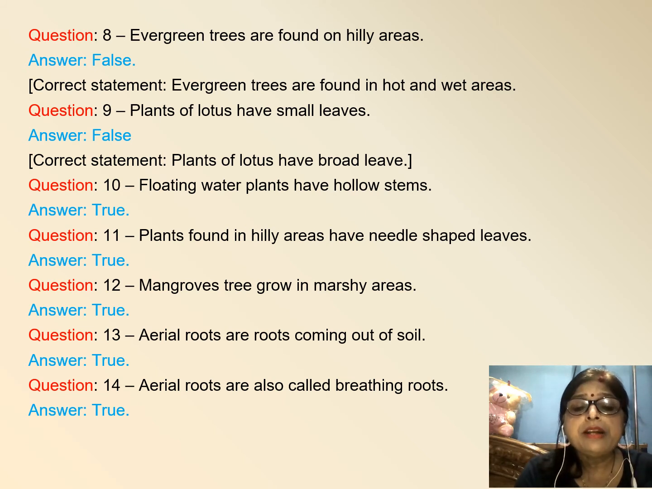True statement. Mangrove trees grow in marshy areas. Yes, this is true. Aerial roots are roots coming out of the soil. Yes, aerial roots come out of the soil to take oxygen from the air. Aerial roots are also called breathing roots. Yes, another name of aerial roots is breathing roots. So these all are about the true and false statements.